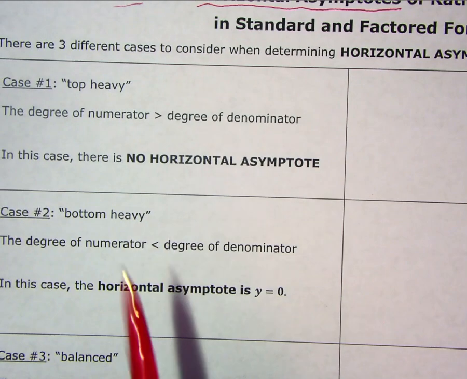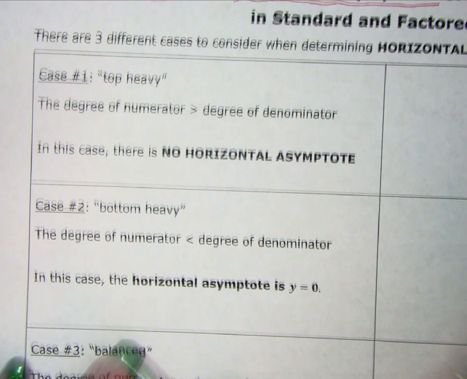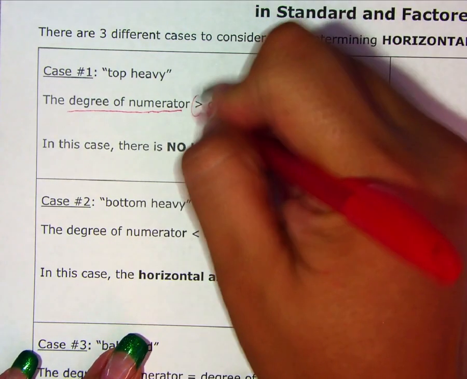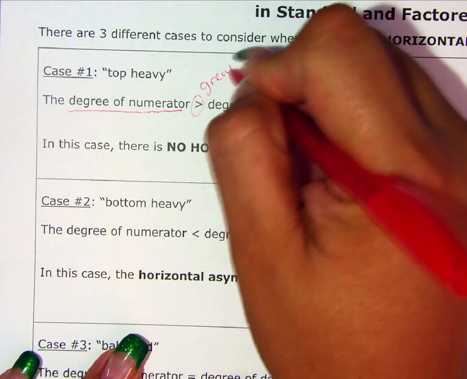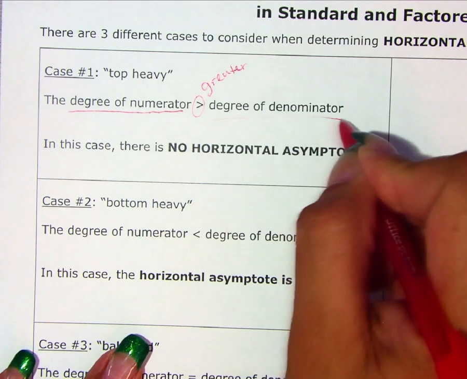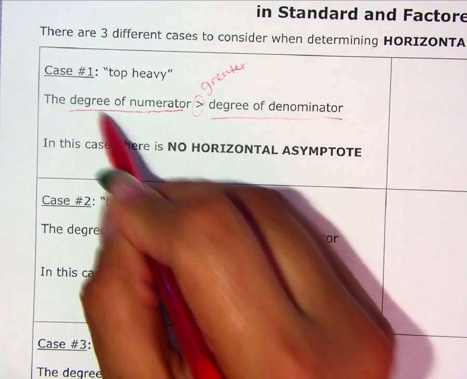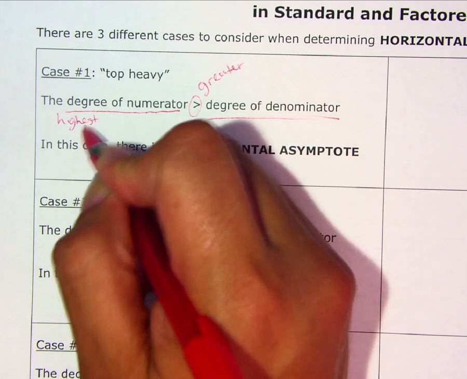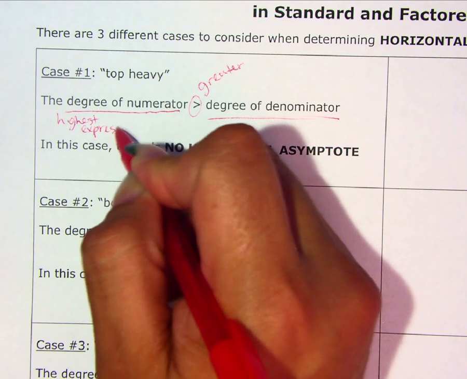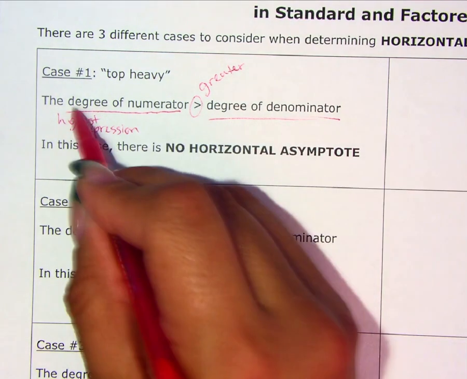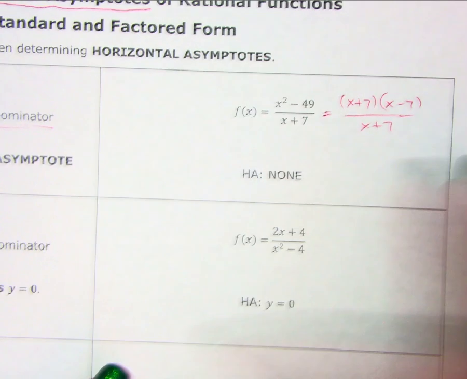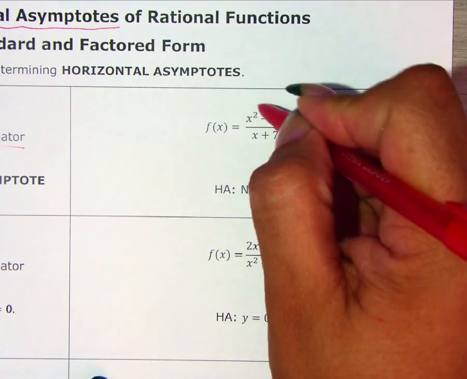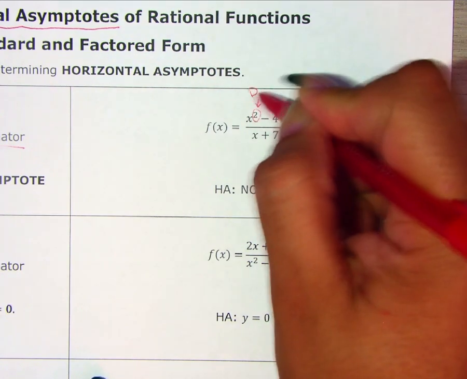The three rules that you need to memorize or understand is when the degree of the numerator is greater than the degree of the denominator. And in case you forgot what a degree is, the degree is the highest exponent that you see on the expression. So you're going to compare the highest exponents that you see on the expression at the numerator and the expression on the denominator. So this one is the degree of 2.